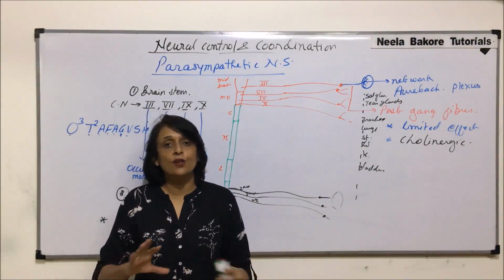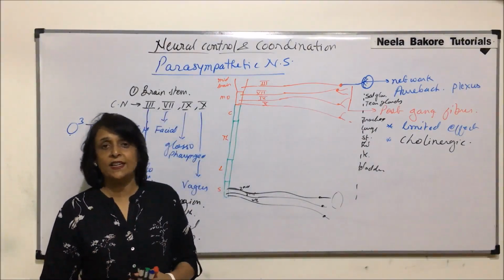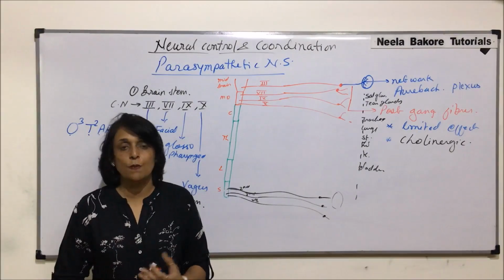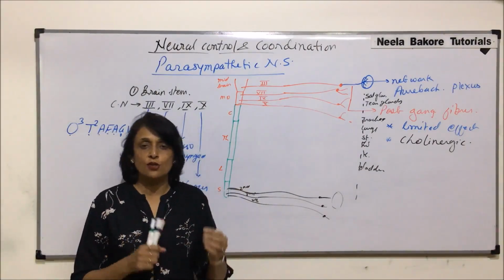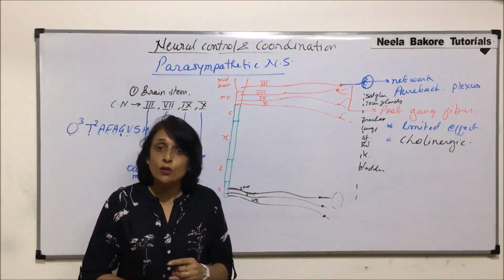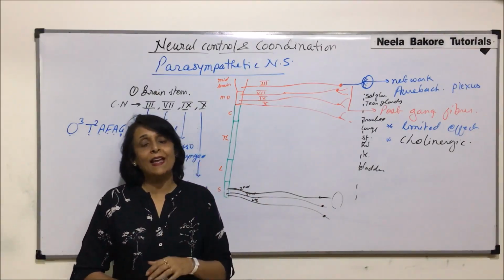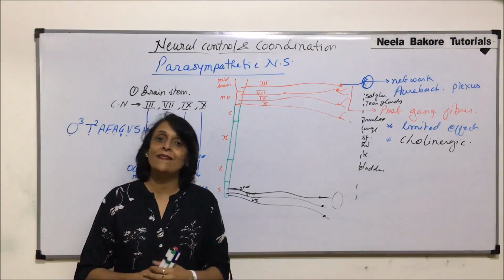Now we have understood the structure of parasympathetic as well as sympathetic nervous system. We will compare them once on the basis of structures and origins and all, and also how they help in various organs and their functioning.